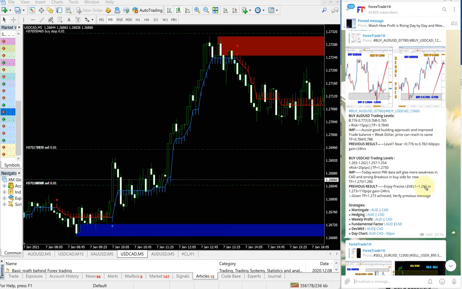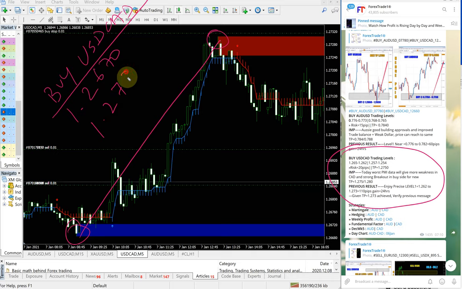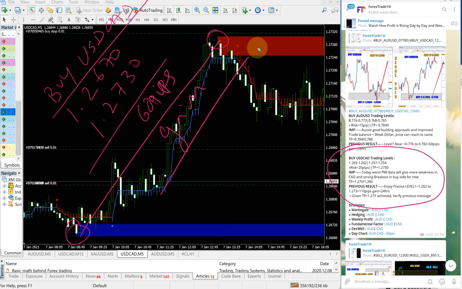And this is the USD CAD signal given. It started to perform precisely from our given level, from here up until here. So buy USD CAD, entry from 1.2670 to 1.2730, which is 60 pips gain on the USD CAD signal.